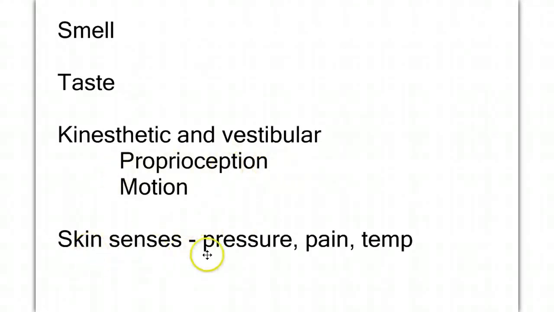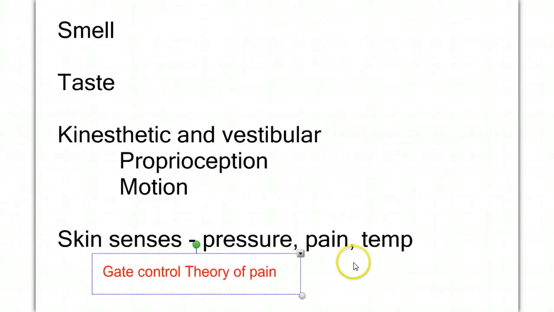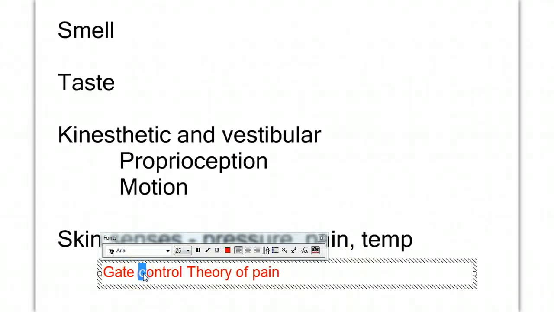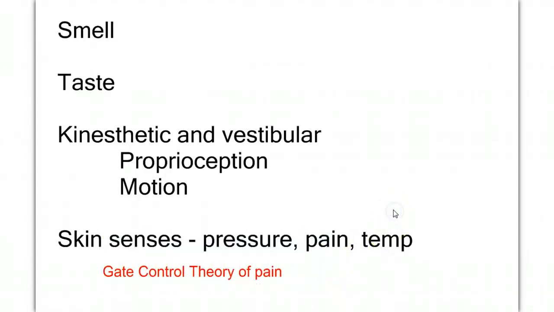And then, of course, our skin senses, touch and pain, are the two we're going to spend a lot of time talking about. We definitely need to learn about the gate control theory of pain, and how we can go about maybe blocking pain sensation or even sometimes ignoring it. We'll have some interesting things to talk about there. So, with that said, this ends our preview video on sensation, and we'll have another set of videos for perception.